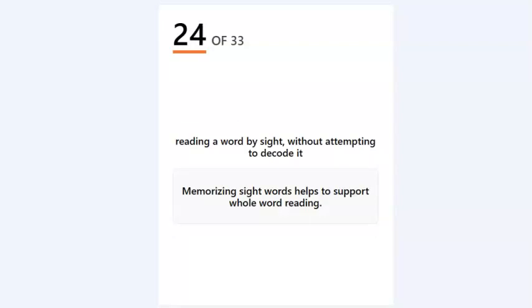Whole word reading. Reading a word by sight without attempting to decode it. Memorizing sight words helps to support whole word reading.